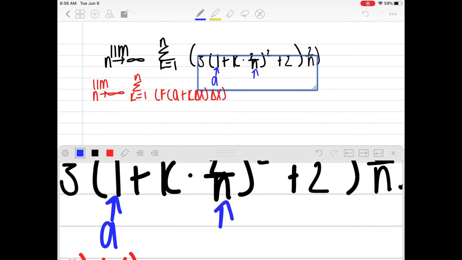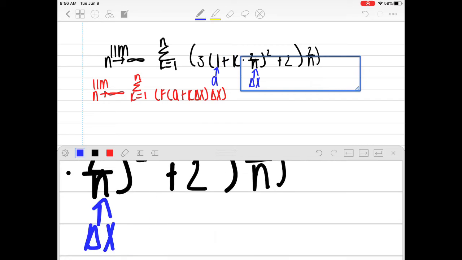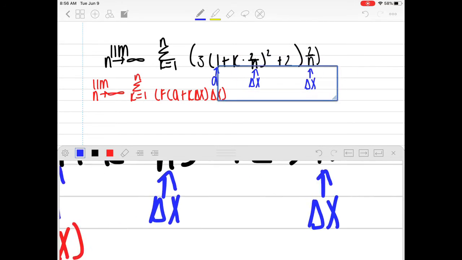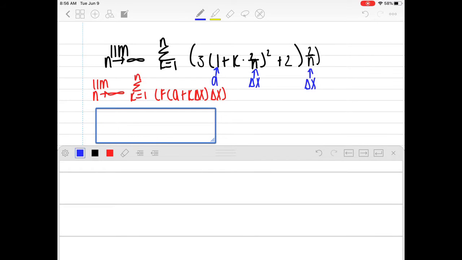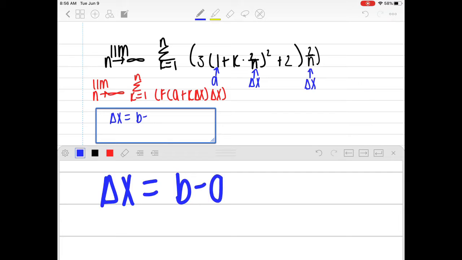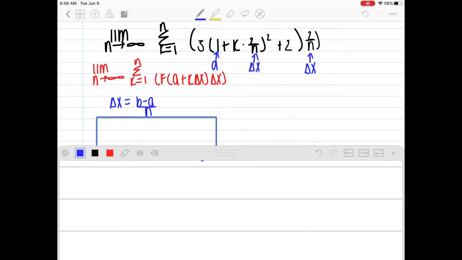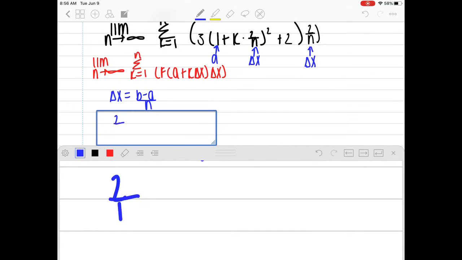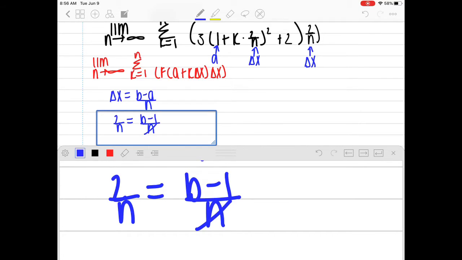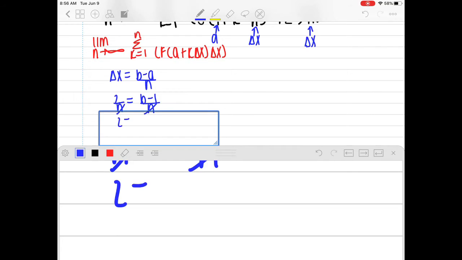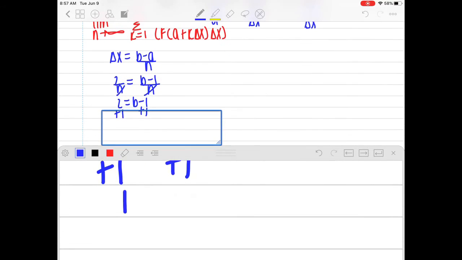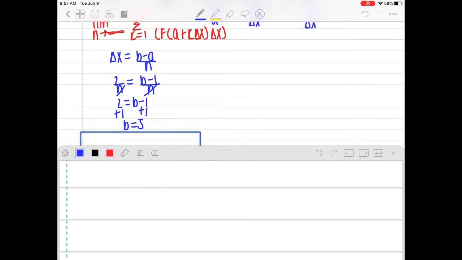So our a value is going to be 1, our delta x is going to be 2 over n, and then we are going to set delta x equal to b minus a over n and plug in what we have, where delta x is 2 over n, and that is equal to b minus a over n, and the n's are going to cancel, and we're going to be left with 2 equals b minus 1, which will make b 3.